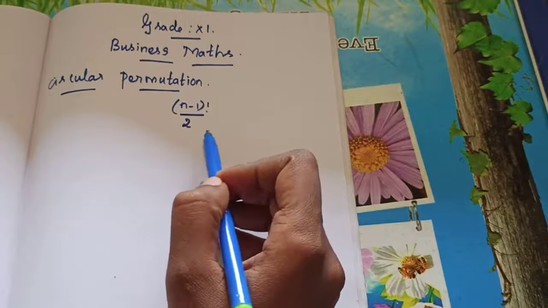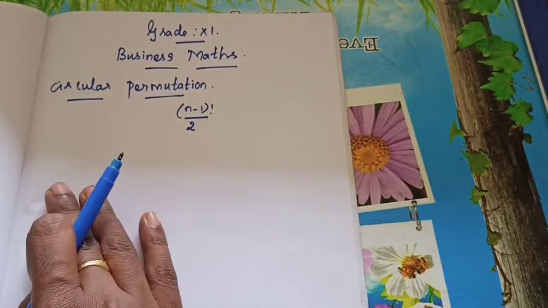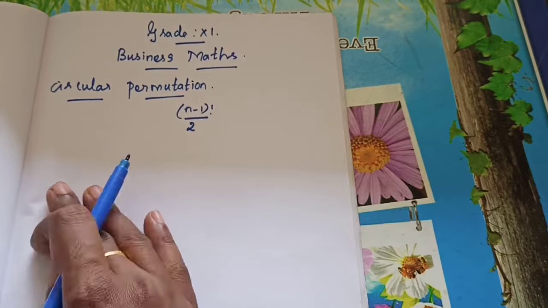First you need to know the formula in circular permutation. That's very important. There is one note in your book: if clockwise and anti-clockwise circular permutations are considered the same, when you are considering both clockwise and anti-clockwise. You know how the clock moves, that's clockwise. Anti-clockwise means the reverse. If both are considered the same, we use the formula (n minus 1) factorial by 2. Using this formula we are going to do the problems here. Let's move to the question.